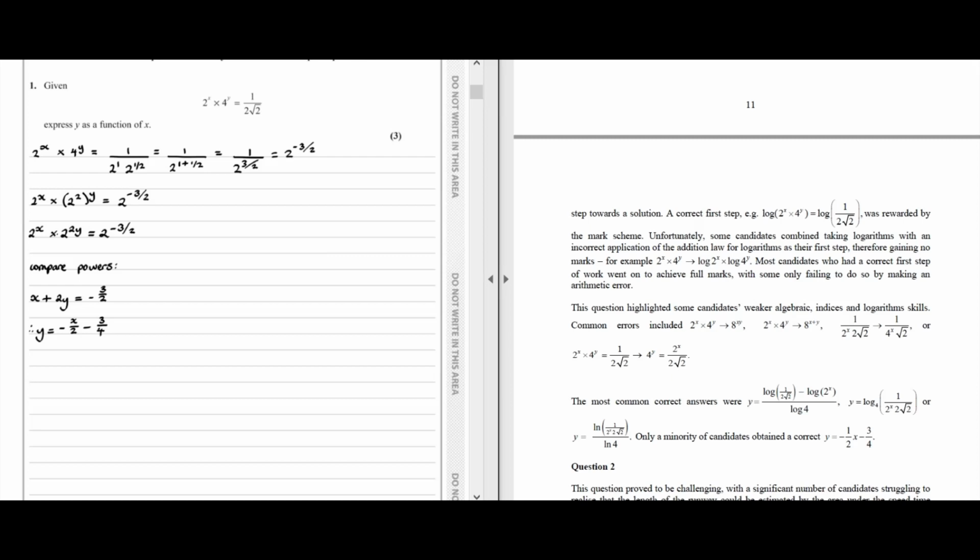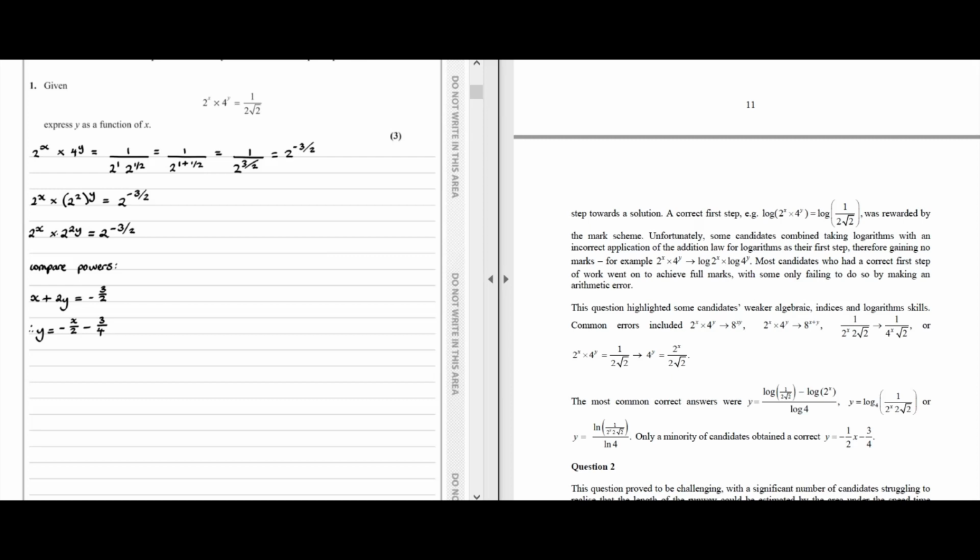This question highlighted some candidates' weaker algebraic indices and logarithmic skills. We see common errors included over here: 2 to the power of x times 4 to the power of y, giving 8 to the power of xy. That's incorrect, and we see other incorrect points being mentioned over here.